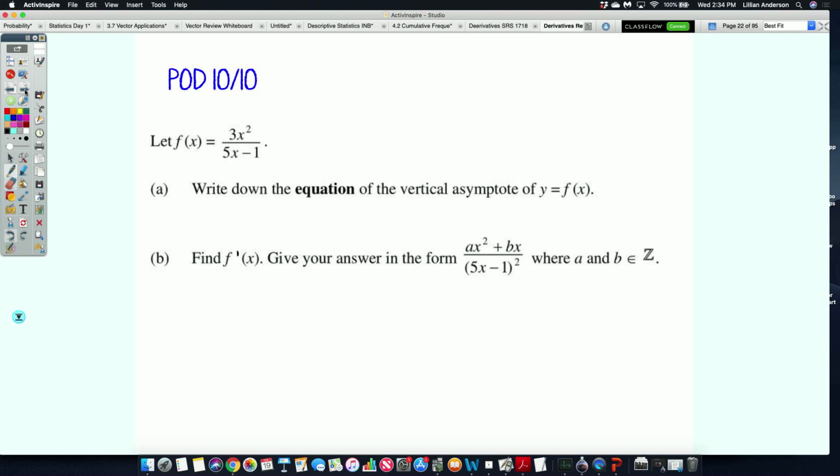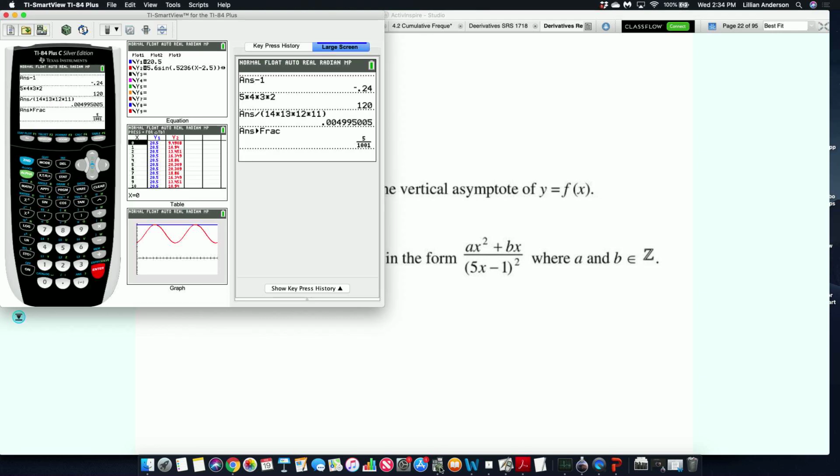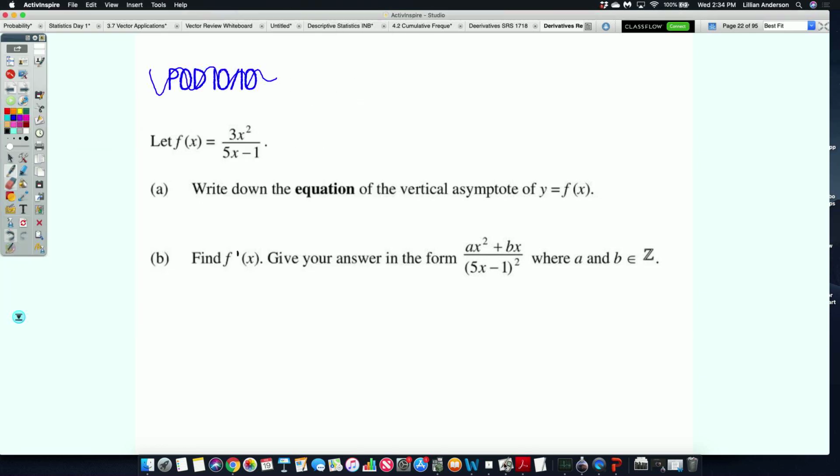Let's take a look at this. It's not a pod. It's not a pulled question. So I want you guys to do it and do it well. You have to write down the equation of the vertical asymptote. Remember, it's an equation, so it needs to be in a particular form. And vertical asymptotes are found when you do what? Set the denominator equal to 0. Very good. So x is equal to 1/5, and that is the equation. You need the x equals.